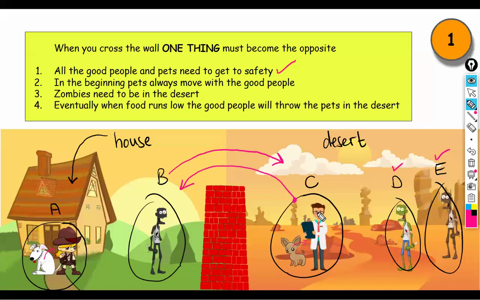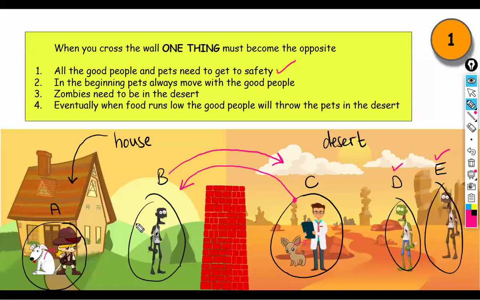So when you're grabbing C and moving them across, if that person has a pet, make sure to throw the pet across as well. And of course, it will become the opposite. If anything is positive, it becomes negative and vice versa. Now, once you get all the humans on one side, eventually food is going to run out. Remember, it's a zombie apocalypse.